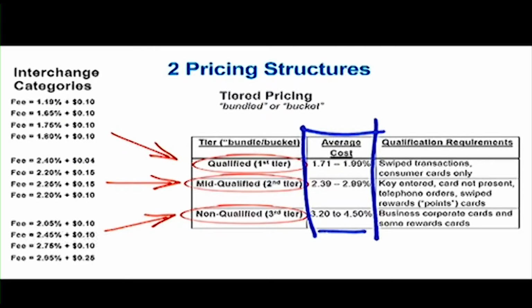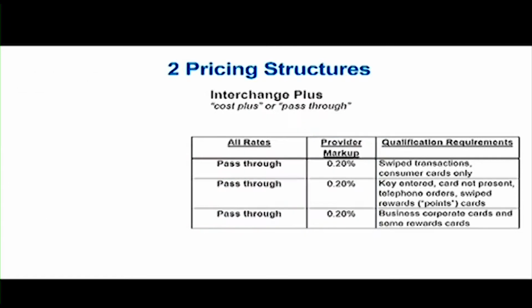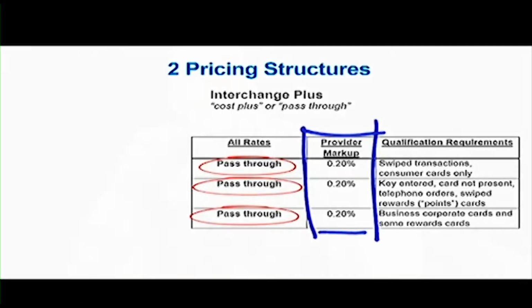Tier pricing sorts the hundreds of interchange categories, and each tier is priced high enough to cover the average of all of the rates and fees that fall under that tier. Interchange plus pricing passes the actual interchange costs through to you, and a small provider charge is charged in addition, also referred to as provider markup.